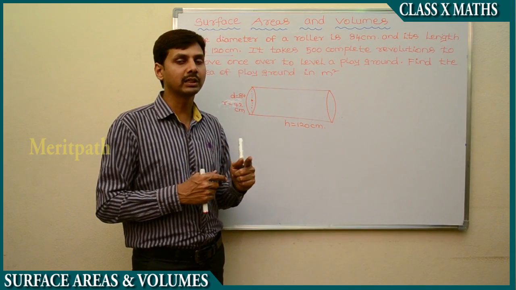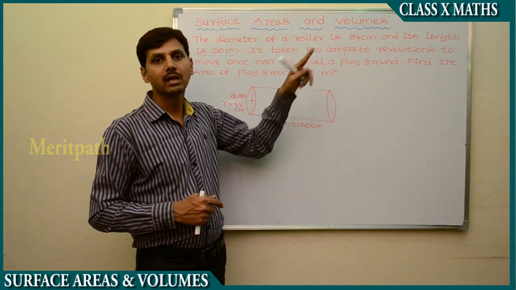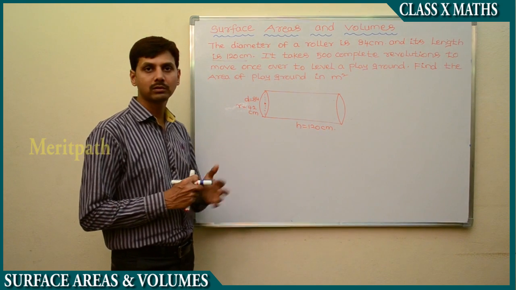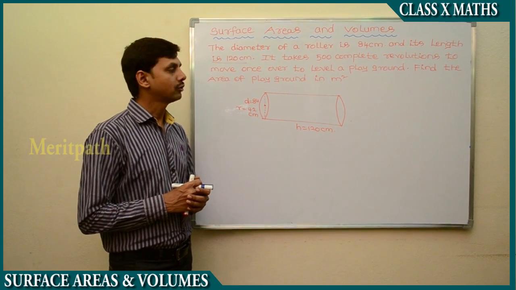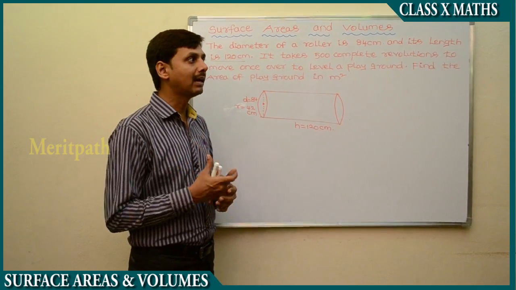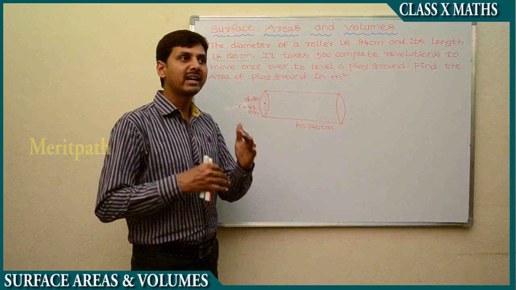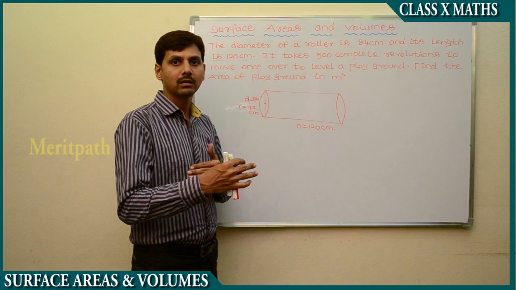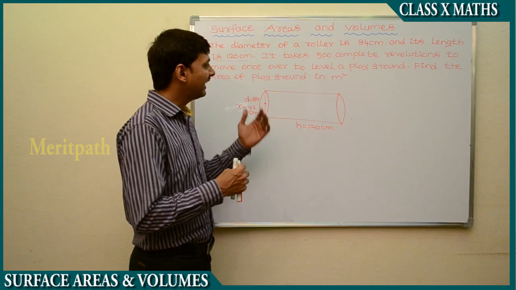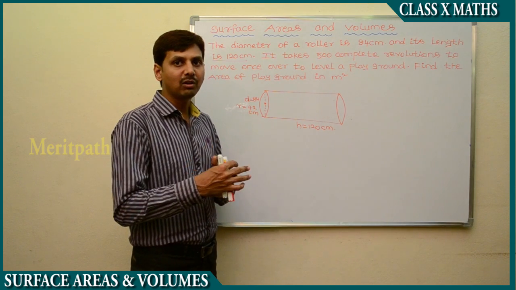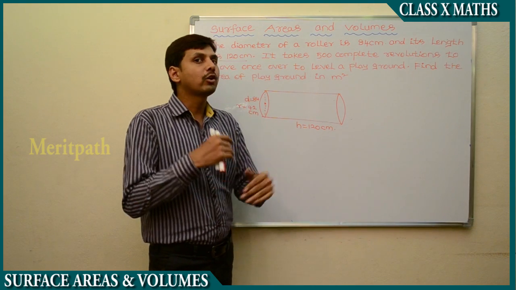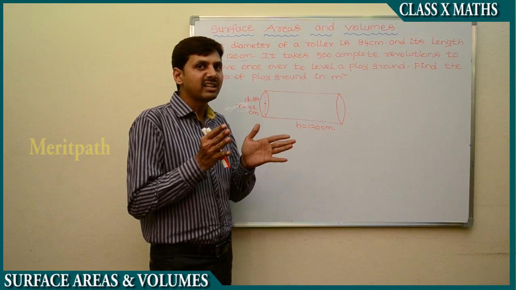Then for that one revolution, we'll find out 500 revolutions, and then we can find the area of the playground. What is the area of the playground? To find it, we need one revolution of the cylinder, that is the roller. To make one revolution, we need to take the curved surface area of the cylinder, because a roller is used.